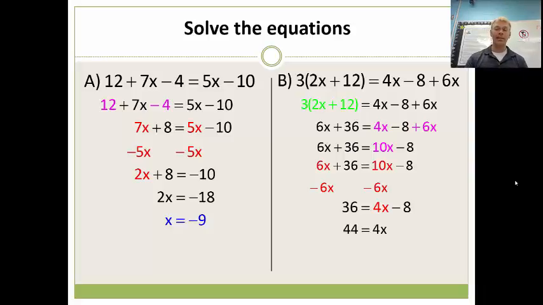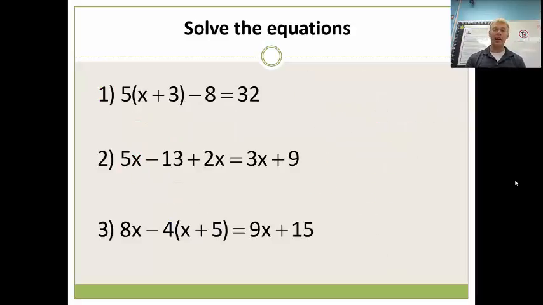So I'm going to eliminate the constant by adding 8 to both sides, and then I'm going to eliminate the coefficient by dividing by 4, and we get x equals 11. Well, we've done a number of examples together, so now it's time for you to try these on your own. So go ahead, pause the video, and try to find the value of x that will make these equations true. Ready, pause.